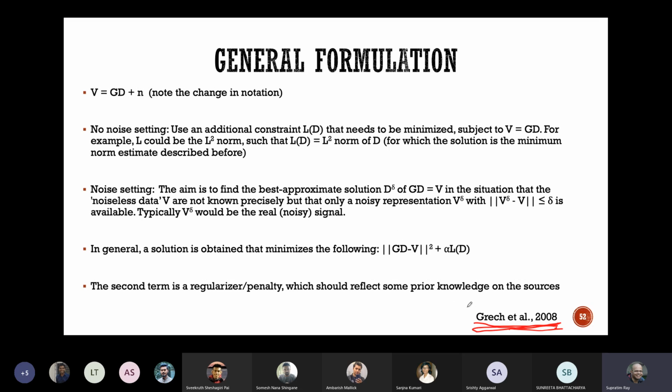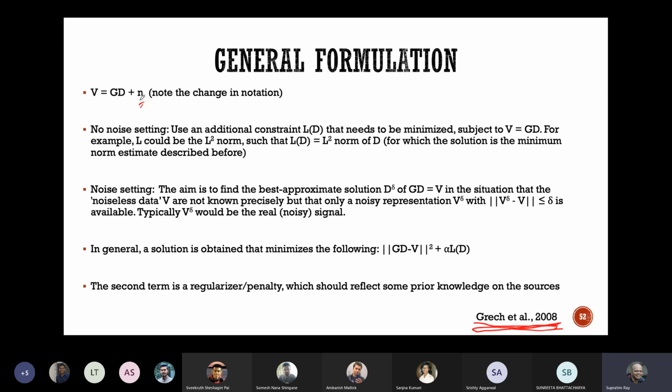So if you are interested in source localization, please read this up. I'm just going to give you the solutions here without trying to work them out because of lack of time. So the general idea is this. Now I'm not going to look at the noise-free solution.